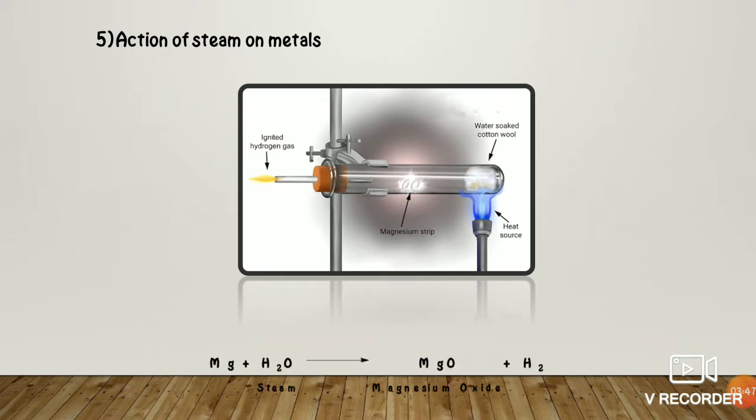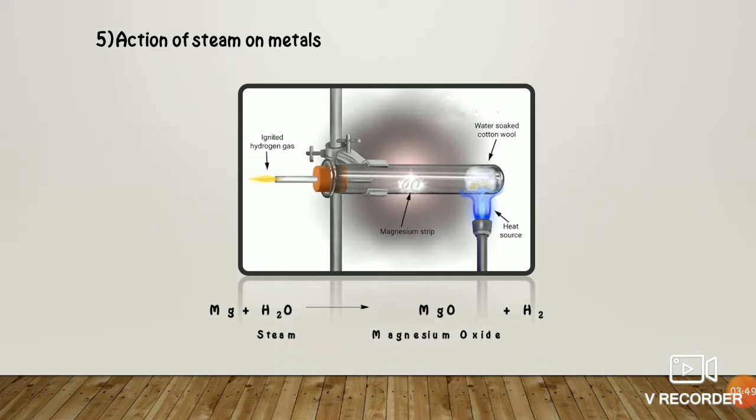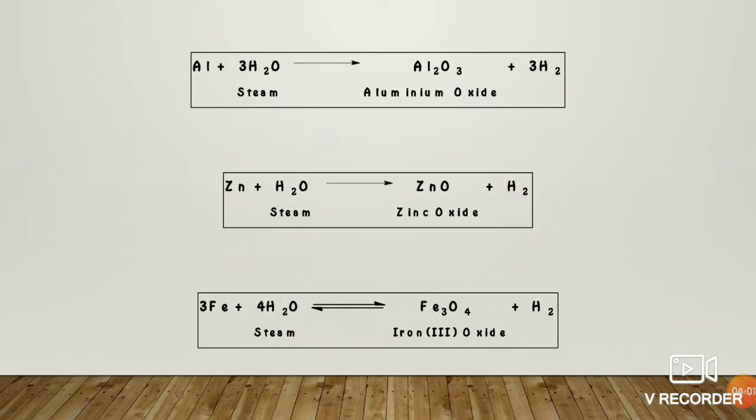The reaction is magnesium reacts with steam to give magnesium oxide and hydrogen gas. Overall, when metal reacts with steam, it forms the corresponding metal oxide and hydrogen gas. Some of the other examples are aluminium reacts with steam to give aluminium oxide and hydrogen gas. Zinc reacts with steam to give zinc oxide and hydrogen gas. Iron reacts with water to form iron 3 oxide and hydrogen gas, which is also a reversible reaction.